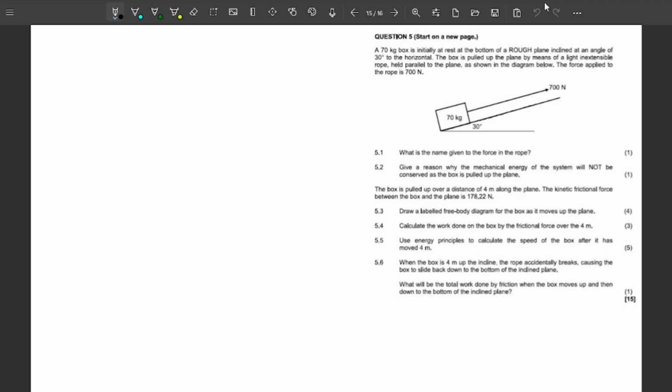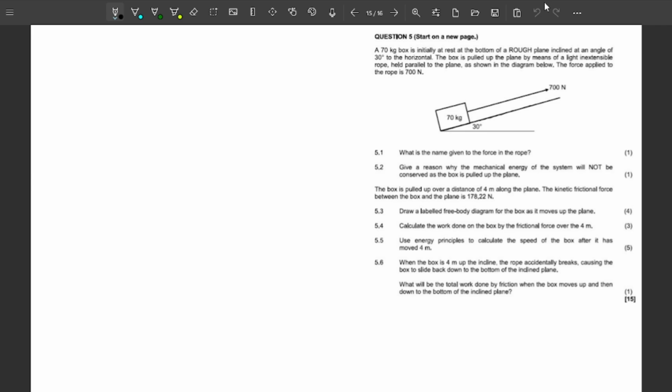So the question statement reads as follows. A 70 kilogram box is initially at rest at the bottom of a rough plane, inclined at an angle of 30 degrees to the horizontal. Now the box is pulled up the plane by means of a light inextensible rope held parallel to the plane as shown in the diagram below. Now the force applied to the rope is 700 newtons.